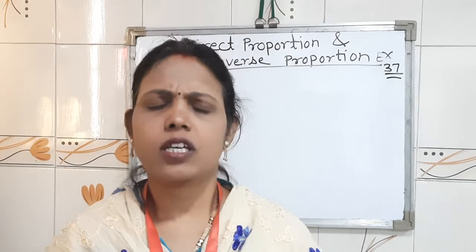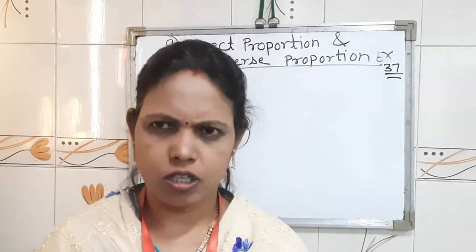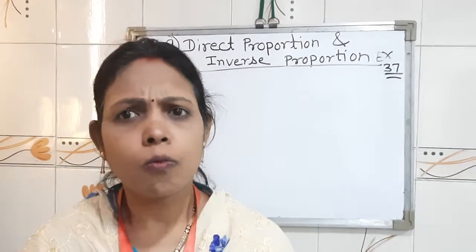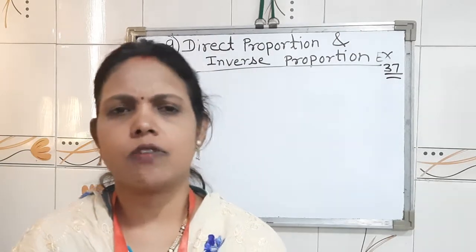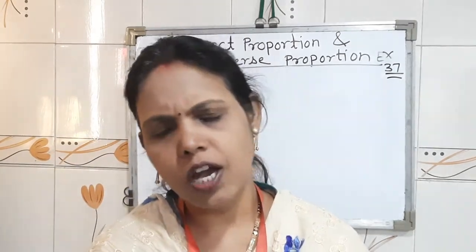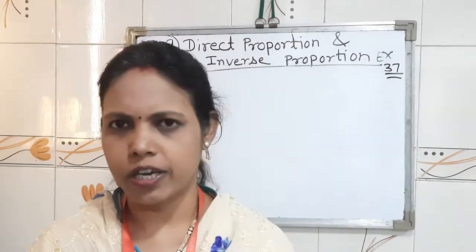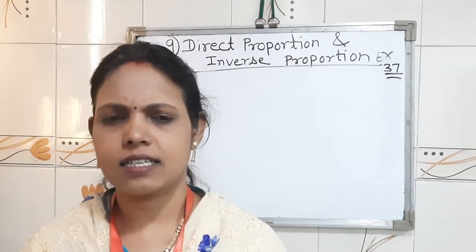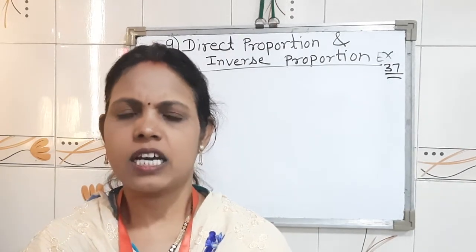So children, another example: if we are traveling in an auto rickshaw, the more distance we travel, the more money we have to pay. If we are traveling a short distance, then we have to pay less money. In the same way, where one quantity increases and the other quantity decreases, here it is inverse variation.